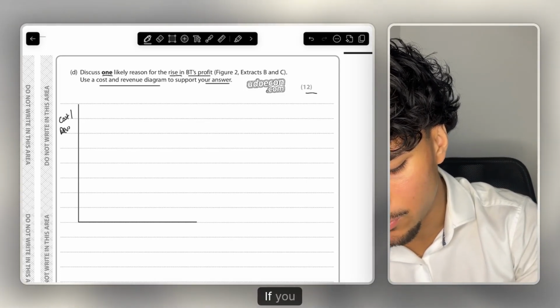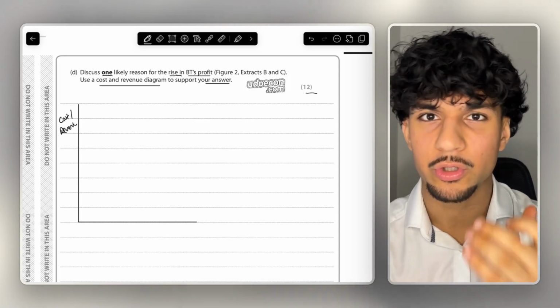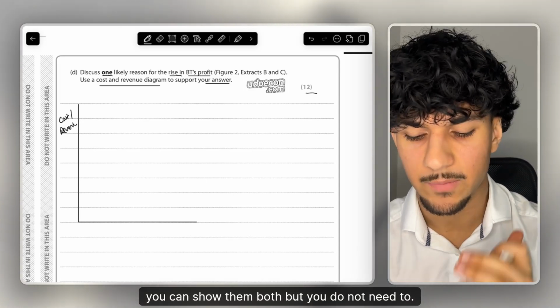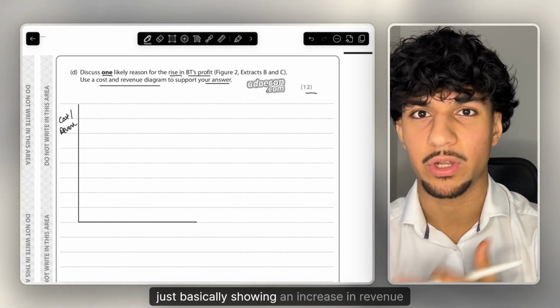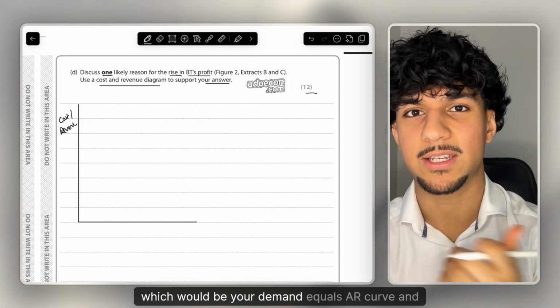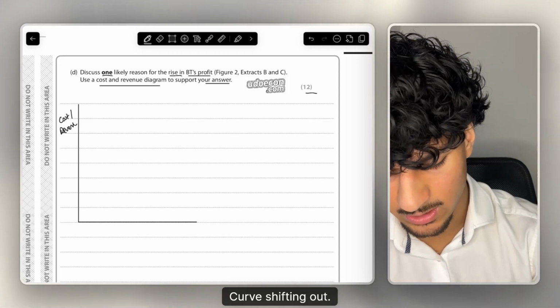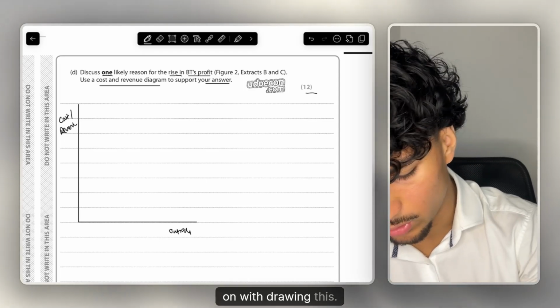If you have enough time, if you can be bothered, you can show them both, but you do not need to, and you can get 12 out of 12 marks here by just showing an increase in revenue, which would be your demand equals AR curve and your MR curve shifting out. So let's get on with drawing this.